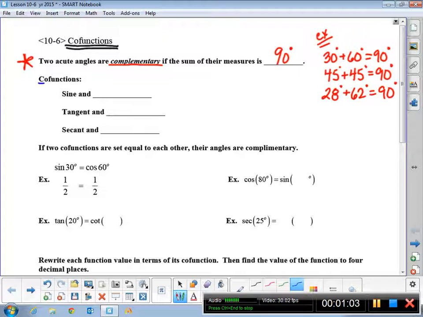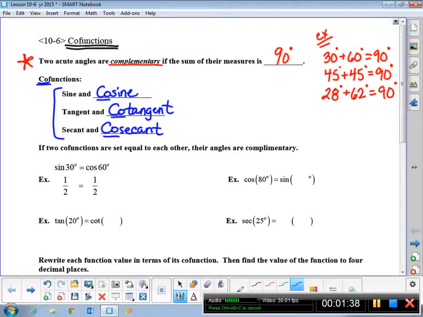So the cofunctions, we've said several times that we have cofunctions, and you can hear it in their names. Sine and cosine are cofunctions. See the word co, the prefix? Tangent and cotangent. Secant and cosecant. So these are cofunctions: sine and cosine, tan and cotan, secant and cosecant.